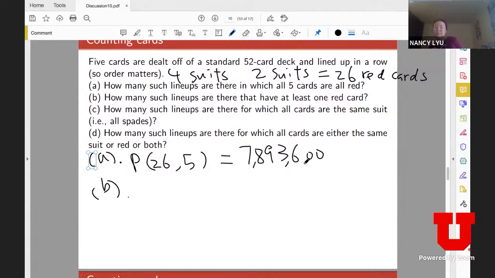And part B asks, how many such lineups are there that have at least one red card? You will notice the word "at least." So whenever it comes up like "at least," you can use the rule of complement, which is the total number of outcomes minus the complement.